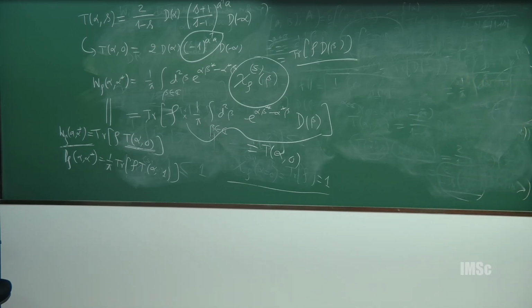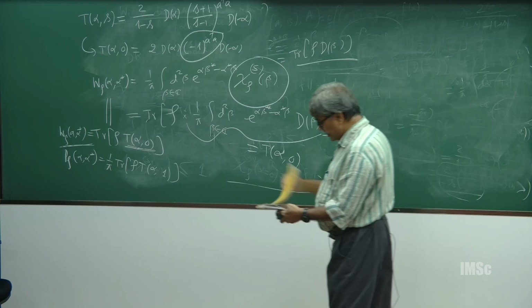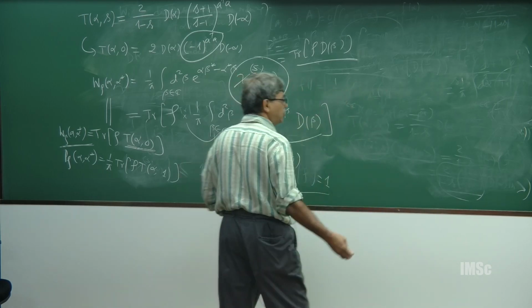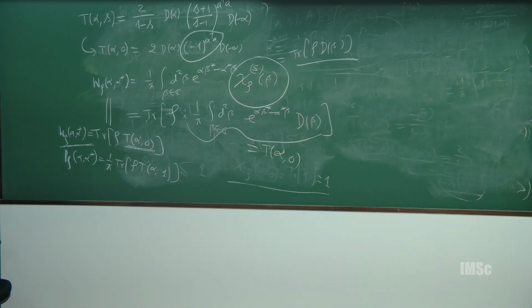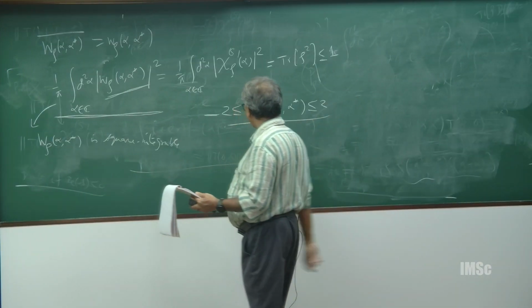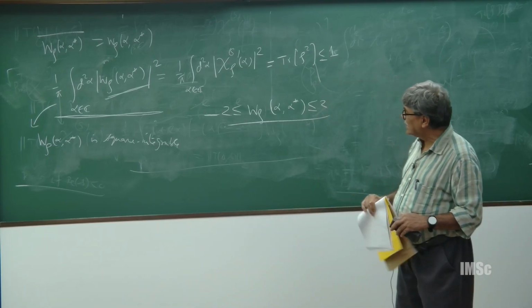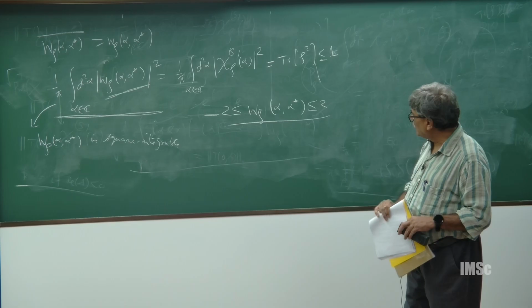Yeah, so I'll have to go a little bit away from this for the time being, and then I'll again come back to this, because I need to prove that -2 is less than or equal to W. Now, this perhaps you can prove also directly.